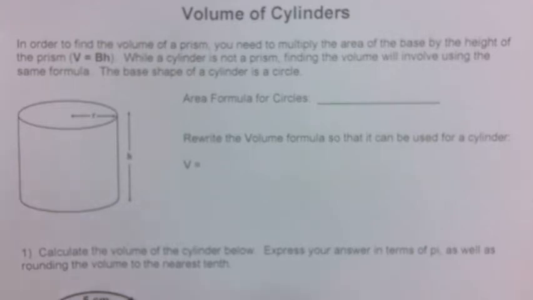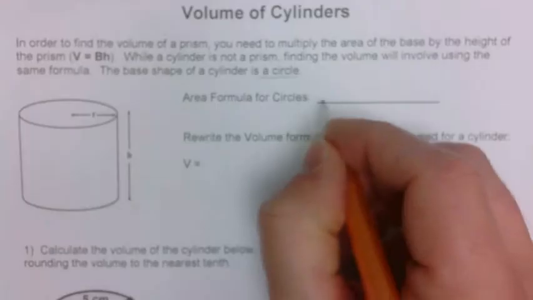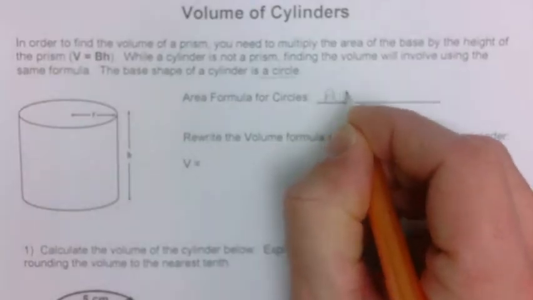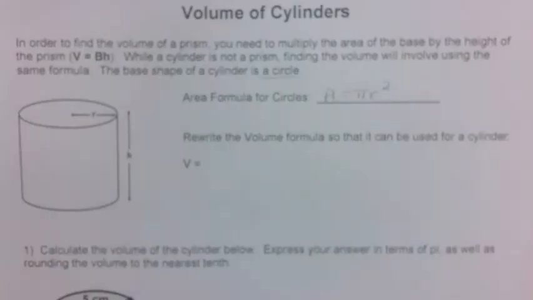The base shape of a cylinder is a circle. And the way that you find the area of a circle, if you recall, the formula is area equals pi times the radius squared. Rewrite the volume formula so that it can be used for the volume of a cylinder.